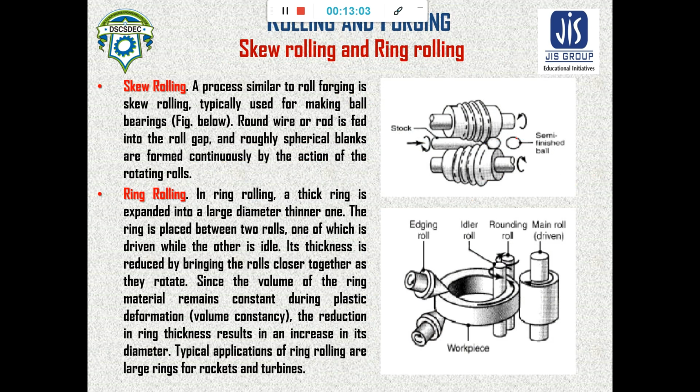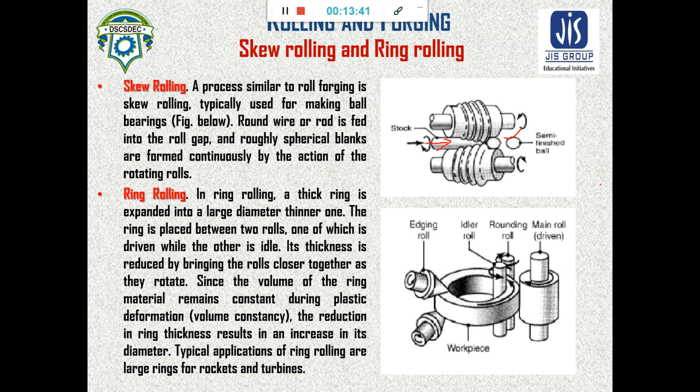This semi-finished ball from a rod can be made by skew rolling. In skew rolling, this type of threaded roll is rotated in the opposite direction, and the stock is also rotated while progressing inside the roll, and that gives a semi-finished ball, a sphere-like structure, as a product. This is known as cross rolling.